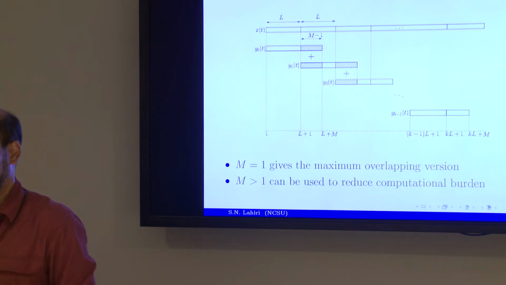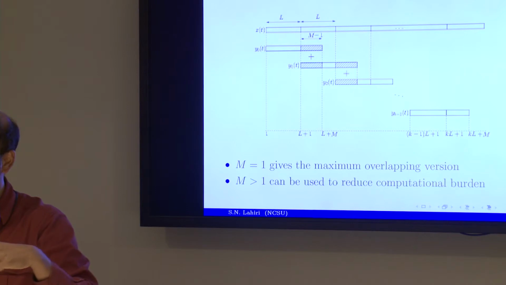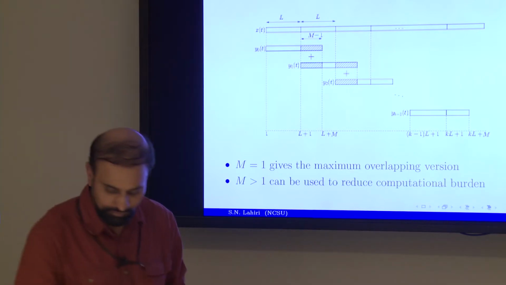And that is something that people use to reduce computation. But when you look at theoretical properties, I don't think you gain anything more. So these are the extreme points. Any other m will give you properties where it is somewhat in between.